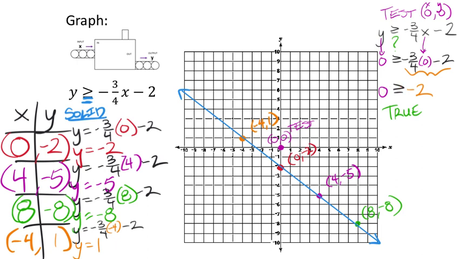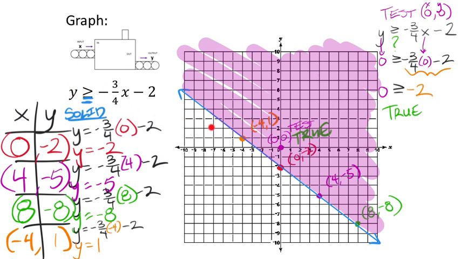So since the test point was true, and the true point that I've tested is on this side of the line, then I need to shade this area of the graph. So I pull out a kind of like a highlighter here, and that's pretty good, okay? So that's what it's supposed to look like. And again, the shaded area tells us that if you were to test any ordered pair in the shaded area, it would make this original inequality true.